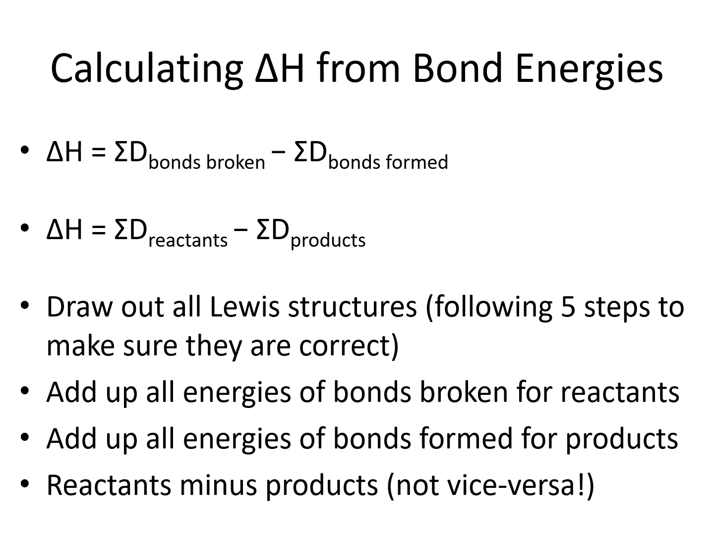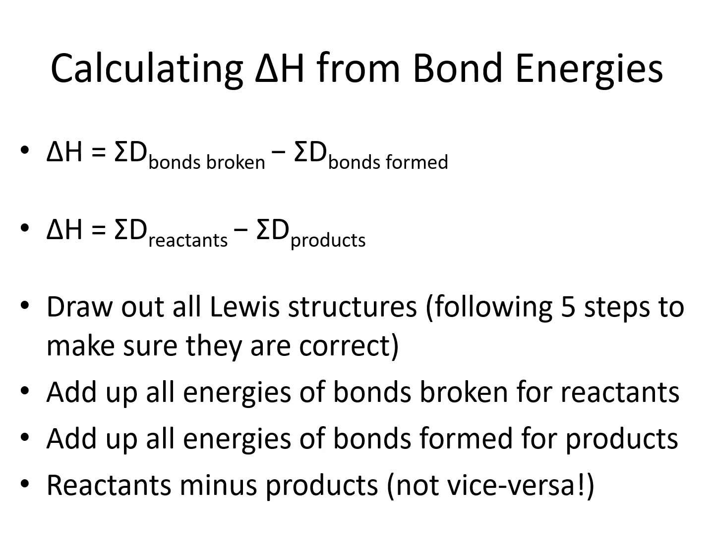You're going to need to draw out the Lewis structures of all of the reactants and products to make sure you know exactly what types of bonds they contain and how many they contain. It's going to be tricky for some molecules because they may have double or triple bonds that you're not expecting. So follow your 5 steps as you draw out the Lewis structures.